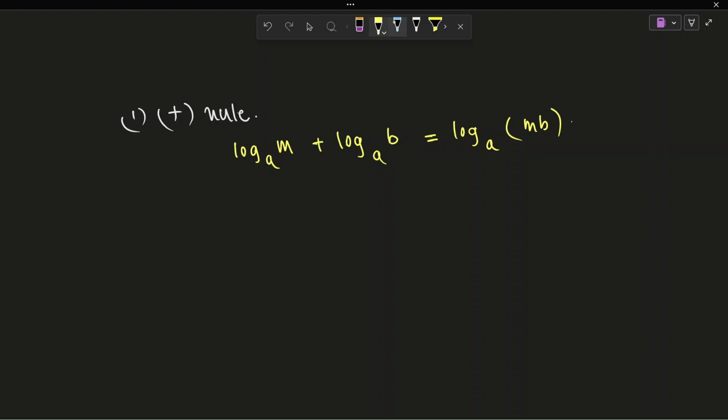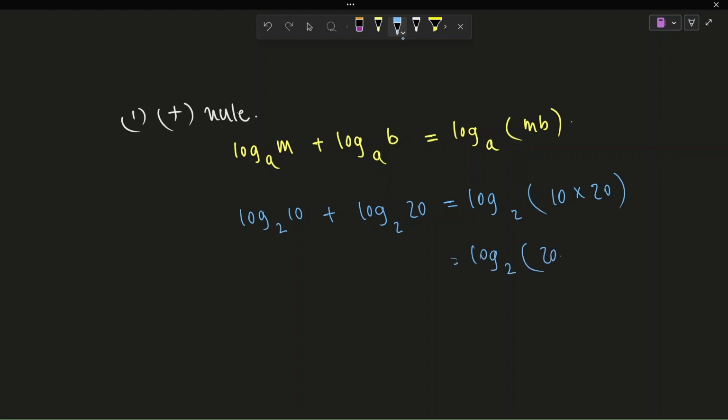So to practice what we just learned, let's do a quick example. Say you have log 10 to the base 2 plus log 20 to the base 2. So using our rule, that should be equal to log 10 times 20 to the base 2, which is just log 200 to the base 2. That's how the addition rule works.